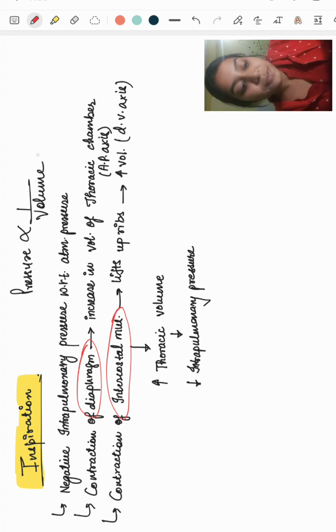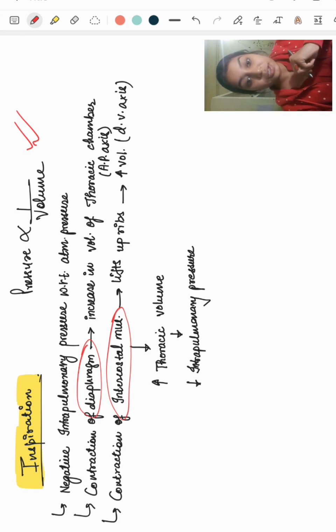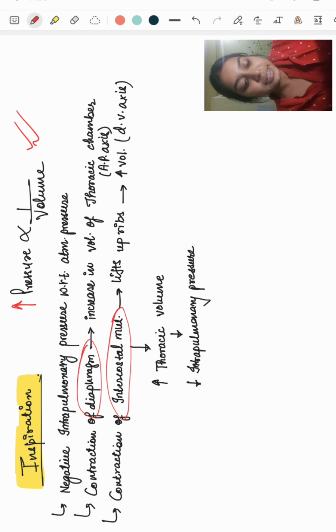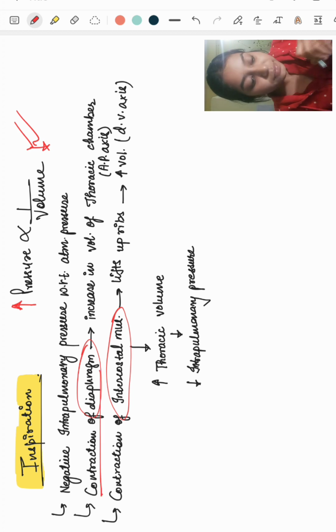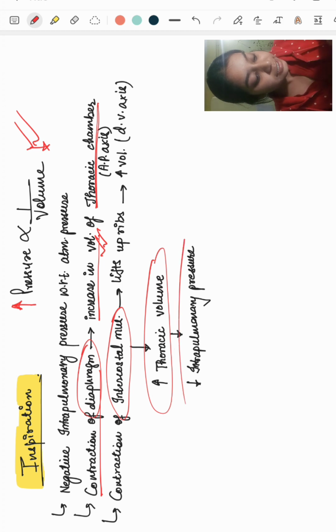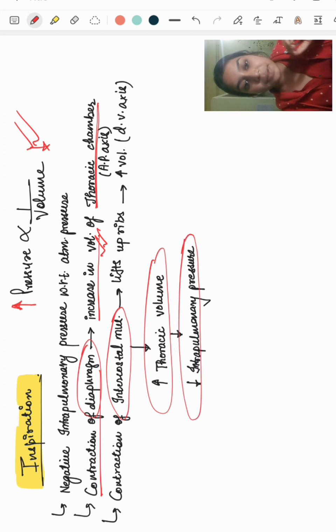With the basic knowledge of physics, we all know that pressure is inversely proportional to the volume. So whenever the pressure increases, the volume will decrease. So what happens in case of inspiration? There is contraction of the diaphragm, which results in the increase of volume of the thoracic chamber. So what happens if there is an increase in volume? We have a decrease in the intrapulmonary pressure. But this occurs in the anteroposterior axis.